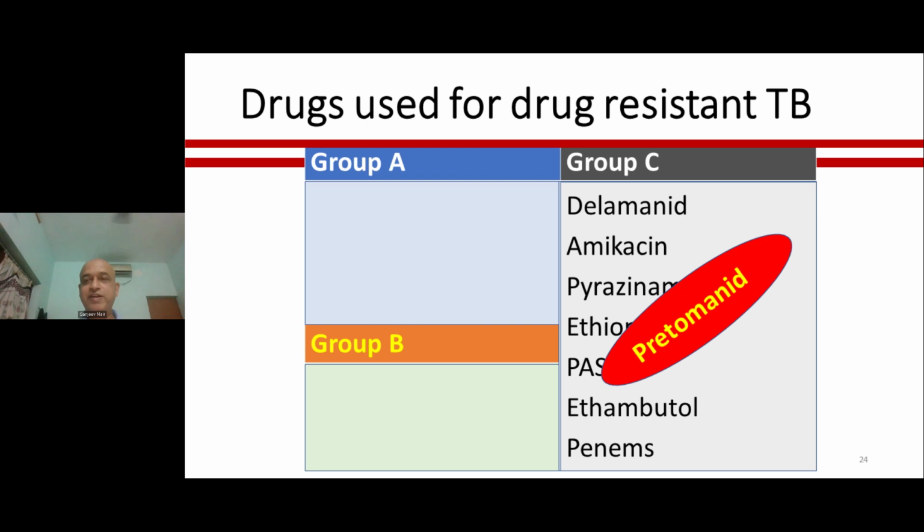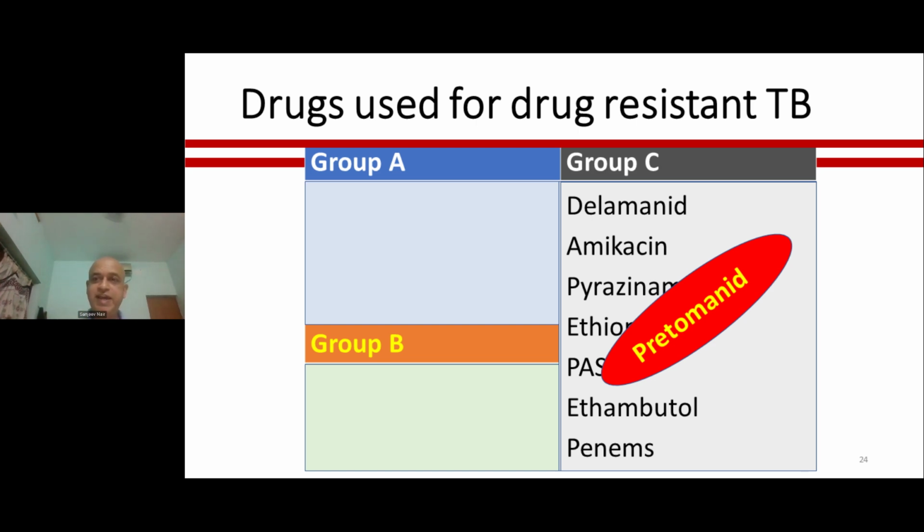WHO has reclassified the drugs. Like I said, by 2018, a new classification came in where drugs are classified as group A, B, C, and A includes the best possible drugs like Levofloxacin or Moxifloxacin, bedaquiline and linezolid. Group B includes your clofazimine and cycloserine. And Group C has a whole list of drugs, which are the replacement drugs. Our country has reclassified Group C, as the order of replacement in our country is different in terms of local resistance pattern. So you start with delamanid, amikacin, and go down that way.